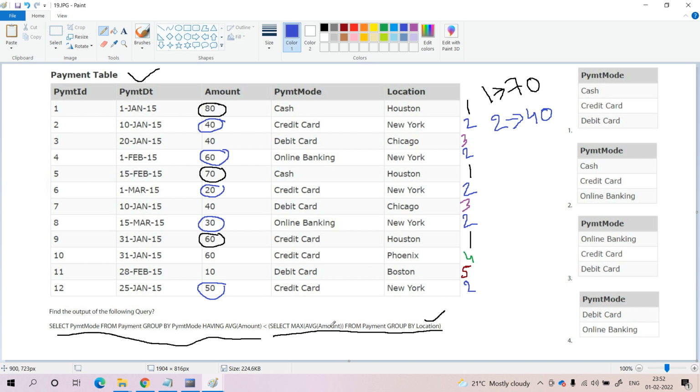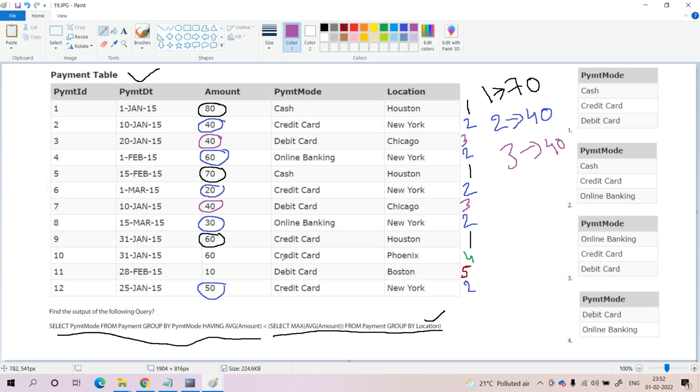Next, we need to calculate the average amount of the third group. In the third group, 40 is here, 40 is here, and the third group occurs only 2 times, so the summation of the third group elements is 40 plus 40, 80. 80 by 2 is the average. 80 by 2, we are getting 40 only. So for the third group also we are getting 40.